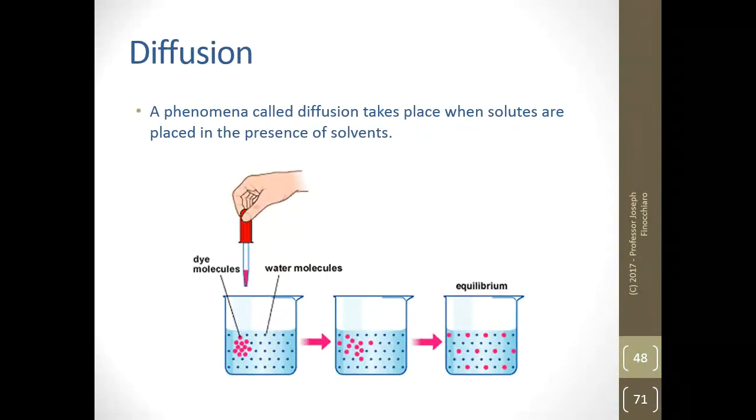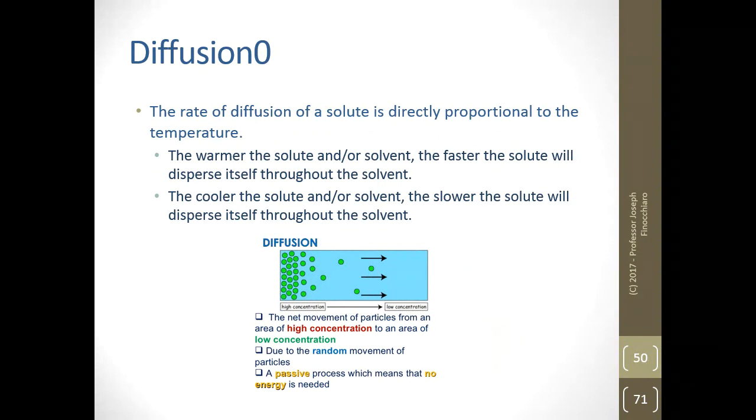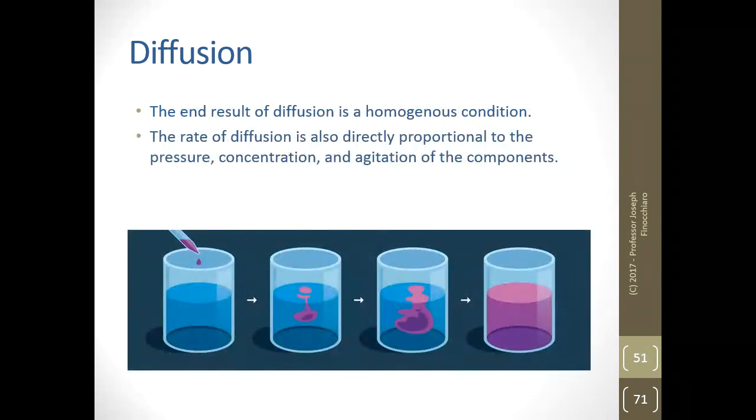A phenomenon called diffusion takes place when solutes are placed in the presence of solvents. Diffusion is defined as the movement of molecules or other particles in a solution from an area of greater concentration to an area of lesser concentration until uniform concentration is reached. The rate of diffusion of a solute is directly proportional to the temperature. The warmer the solute and/or solvent, the faster the solute will disperse itself throughout the solvent. The cooler the solute, the slower. The end result of diffusion is a homogeneous condition.